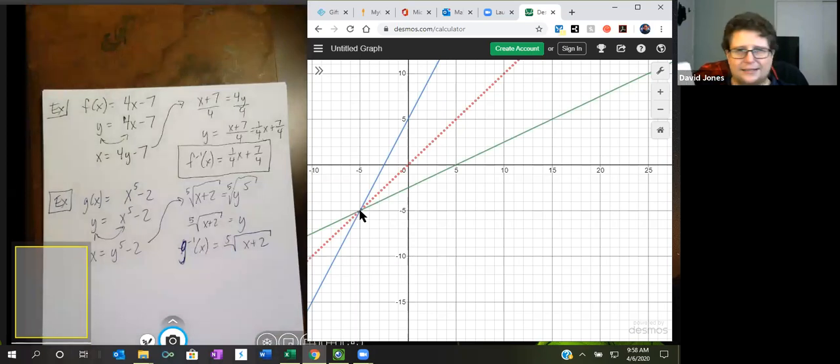And that's all there is to inverses, folks. This was a short lecture. I'm going to do 4.2 next and 4.3. See what we can get done today.